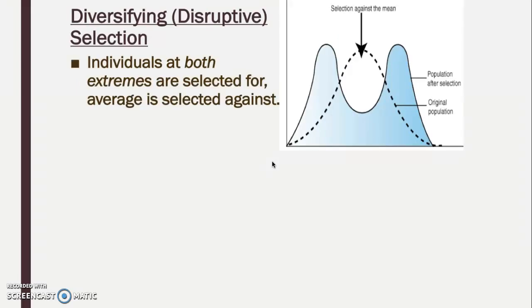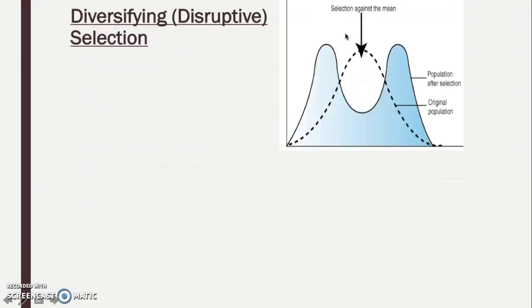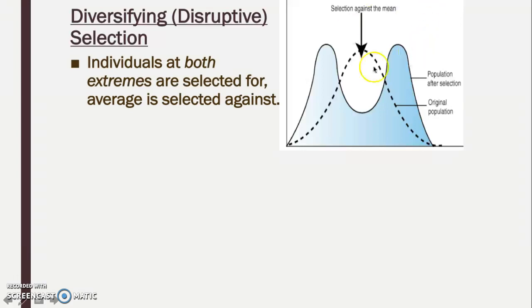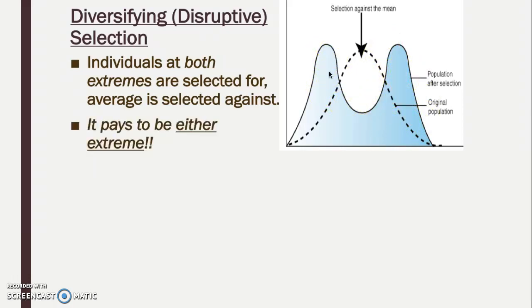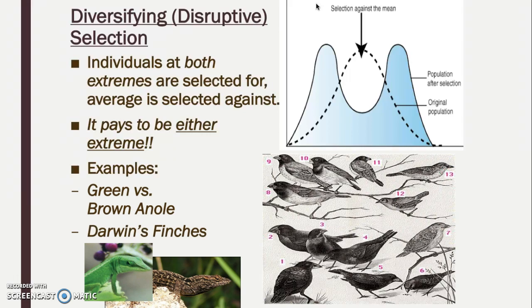Then there's diversifying. This is actually the exact opposite. There's stabilizing, where it pays to be average. Being right in the middle is actually perfect. And then there's diversifying or disruptive selection, which is the opposite. This means the extreme ends are favorable, and being average is actually bad. That's like the worst situation. It pays to be on one side or the other. Those individuals would have the better survival and reproduction.